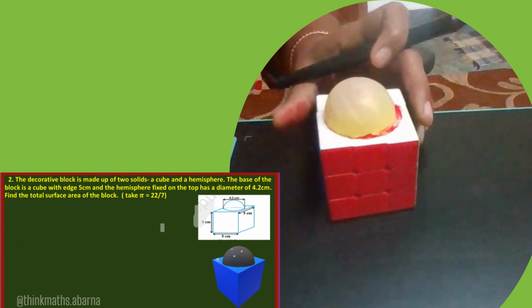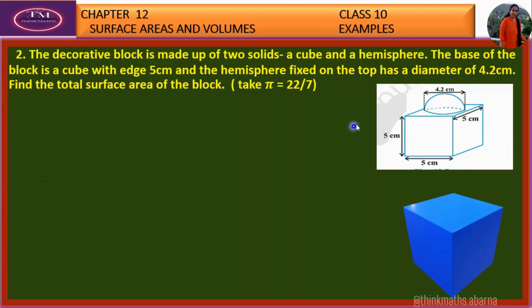Okay, so let us get into the problem. So here we have to find out the total surface area of the cube minus base surface area of the hemisphere plus curved surface area of the hemisphere. Okay, children. Now, what are the data given? Let us start the solution.